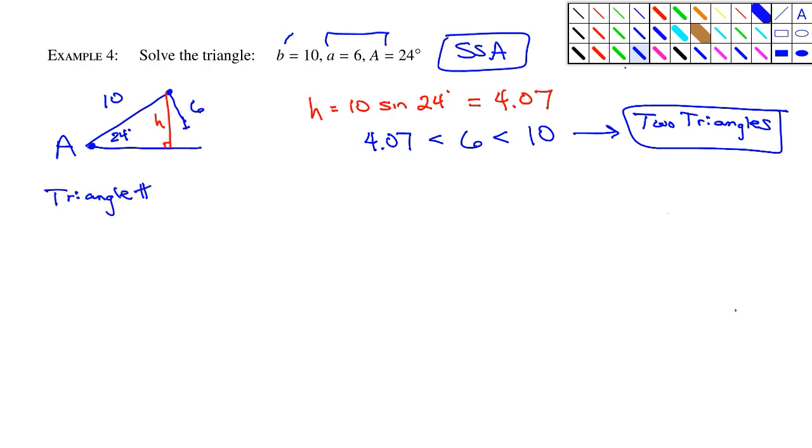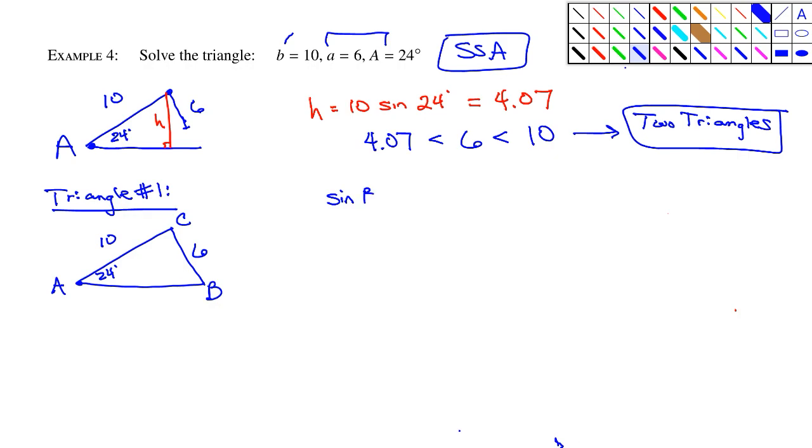So triangle number 1. So we have 24 degrees, angle A, a side of 10, and a side of 6. So first, let's use the law of sines and go after the angle B. So sine of B over 10 is equal to the sine of 24 degrees divided by 6.